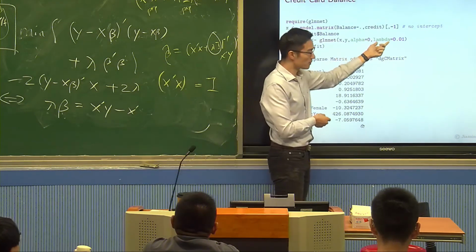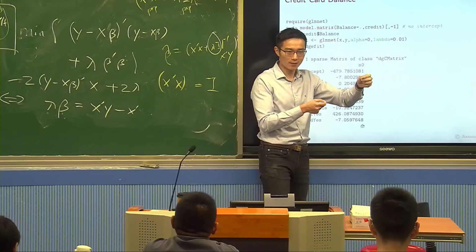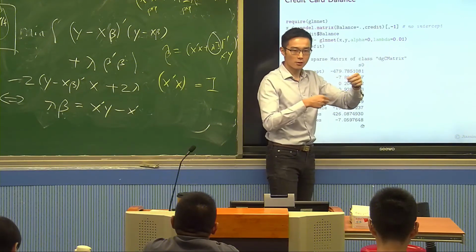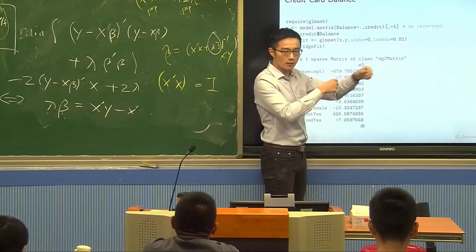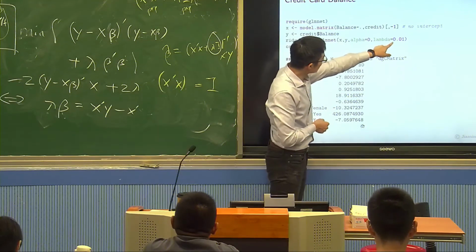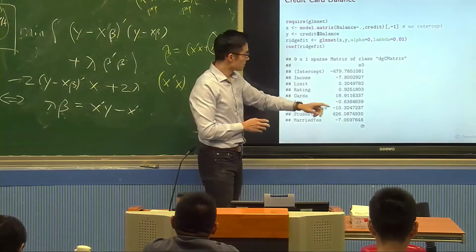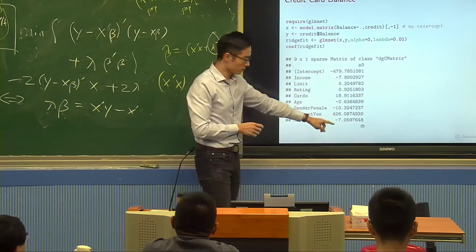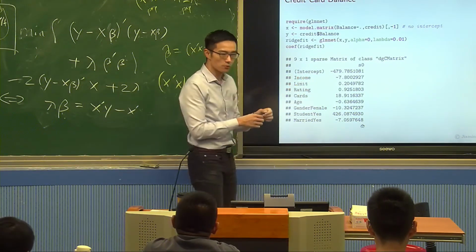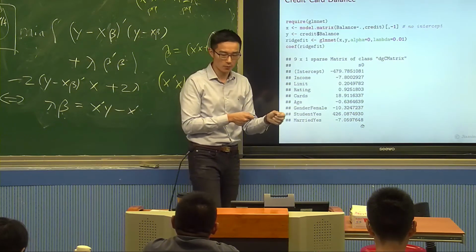But this lambda is the lambda that we were talking about. So this lambda controls shrinkage. The larger the lambda, the more we shrink. So let's first start with lambda equal to 0.01. That's almost OLS. So in this case, we do not shrink much at all. You can see these are the results. It's very close to OLS on the full model.